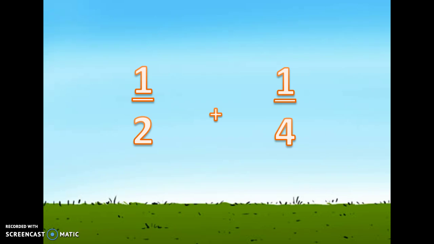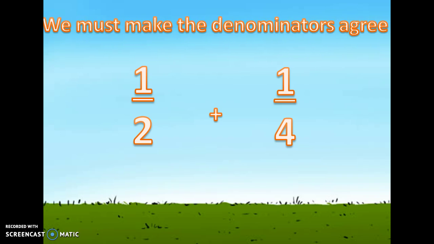What do you guys think we should do? Take a moment and have a stab at it. What do you think? So our objective is to make our 2 and our 4 agree. We need the same denominator in both fractions.